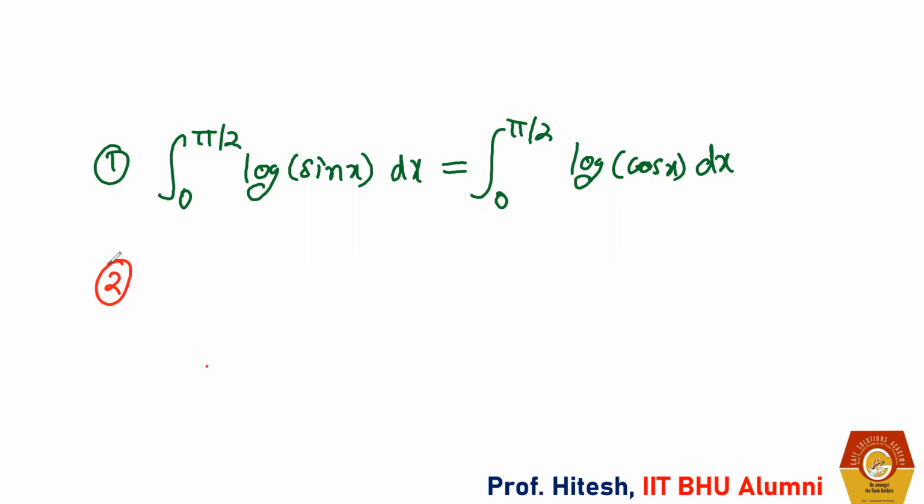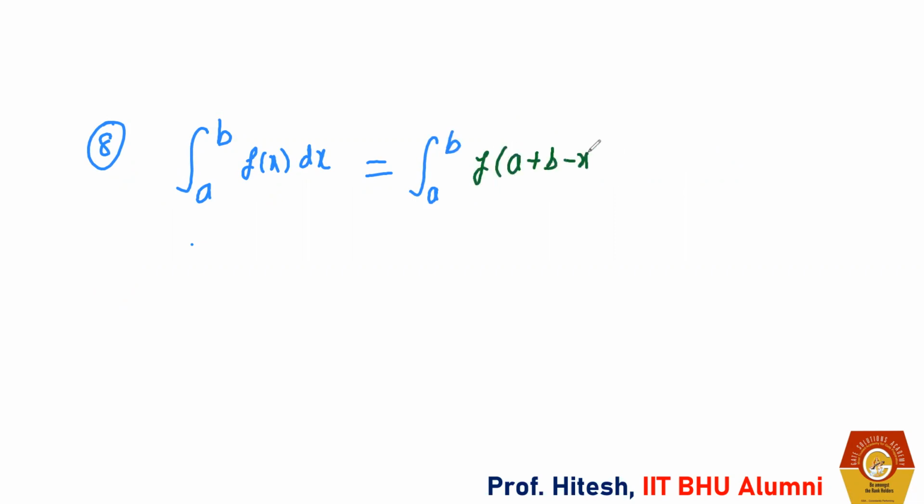So the next property is property number 8. Integral a to b f of x dx is equal to a to b. Earlier when it was 0 to a, we wrote a minus x. If it is a to b, then we will write a plus b minus x dx.